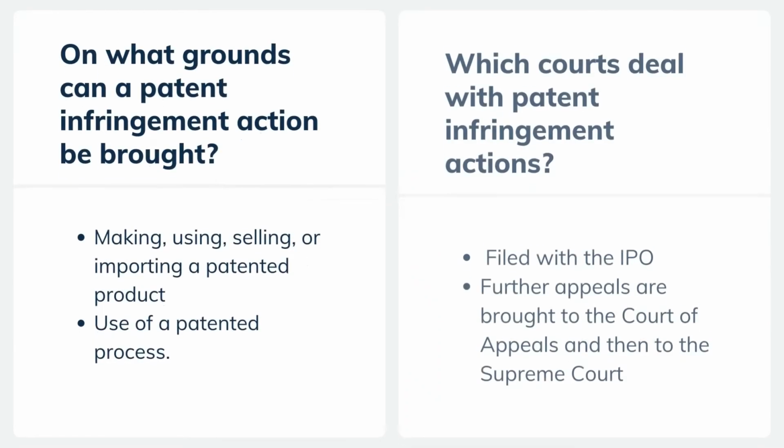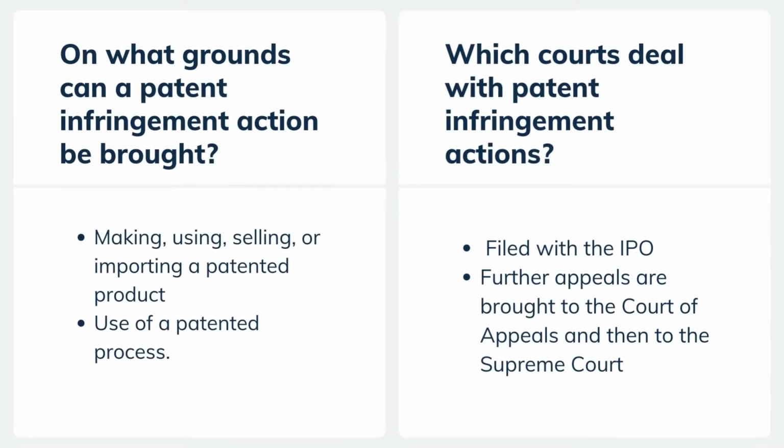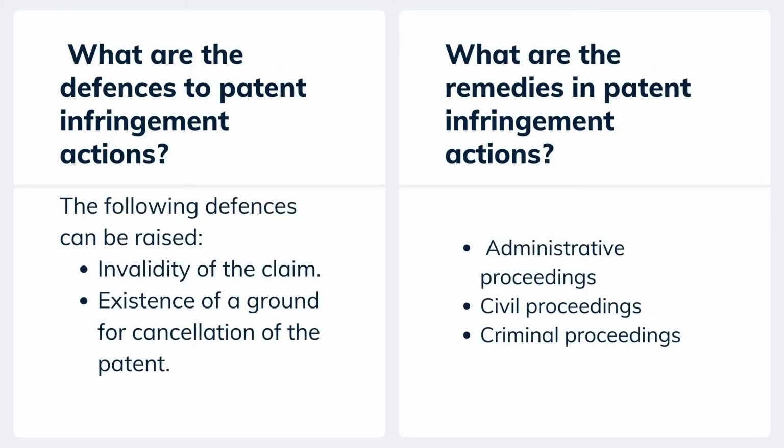On what grounds can a patent infringement action be brought? Which courts deal with patent infringement actions? The grounds for an infringement action are the unauthorized making, using, offering for sale, selling or importing of a patented product or a product obtained directly or indirectly from a patented process and use of a patented process. It is filed with the IPO and further appeals are brought to the Court of Appeals and then to the Supreme Court.